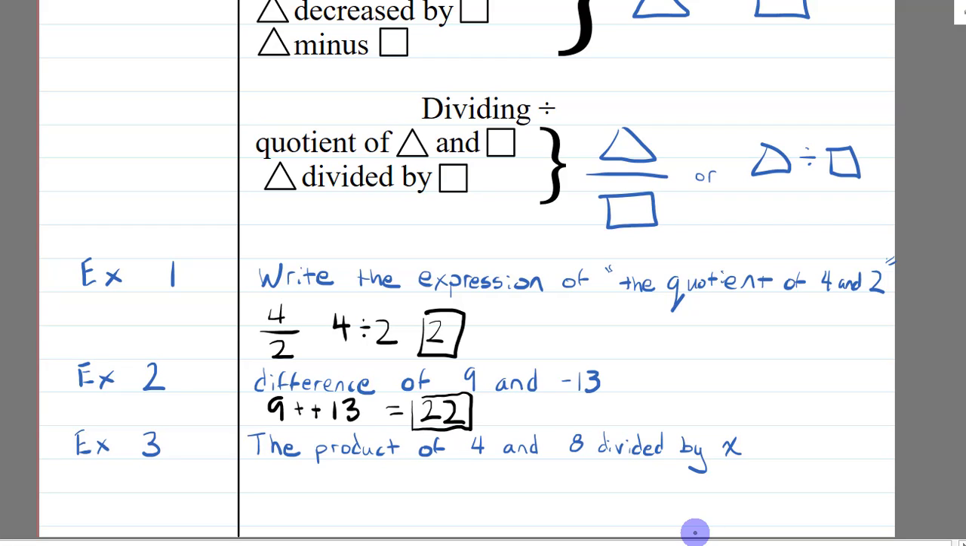A lot of people are getting this one. Anyone want to volunteer for XP? Yeah, Jose? Okay, so I got 4 times 8 divided by x. 4 times 8 like this? And put the x on the bottom. Like that? Yeah. All right, what do you guys think?